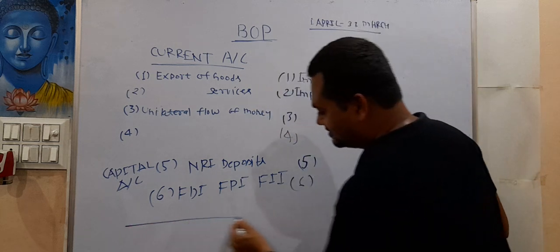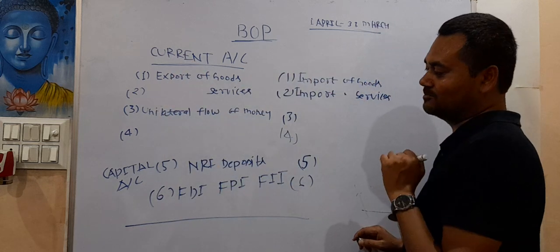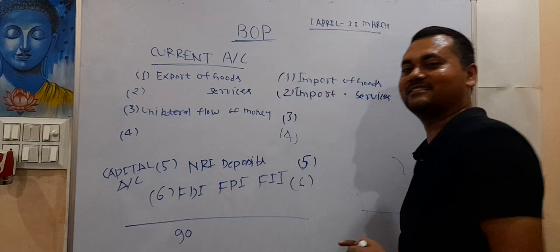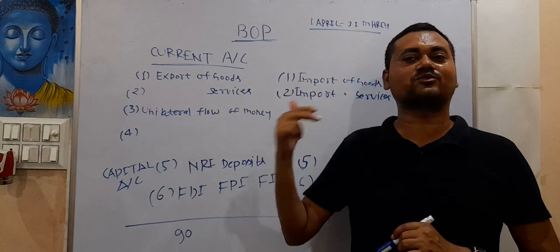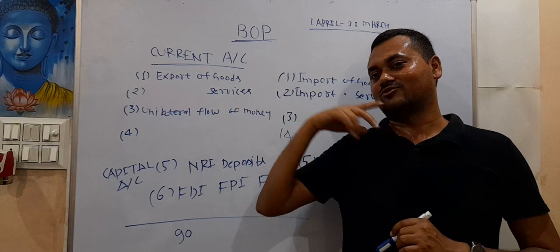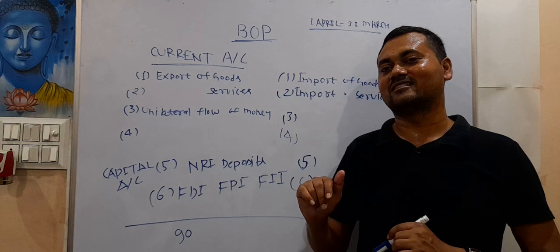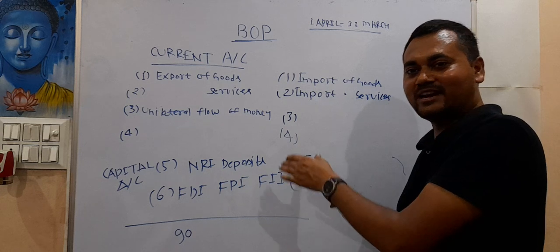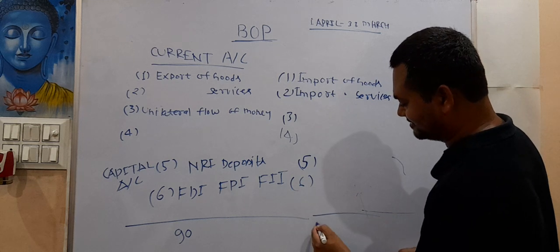Now, just understand or think that when you add all these things, let's assume it comes to 90 rupees. It means that through all the transactions which were done by India with the rest of the world, we got 90 rupees. But for these counter transactions where the money of India is going out, let's assume it comes to 100.